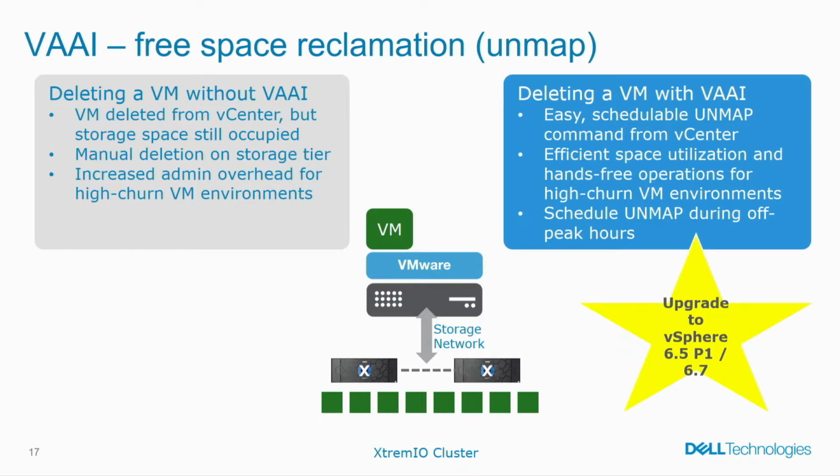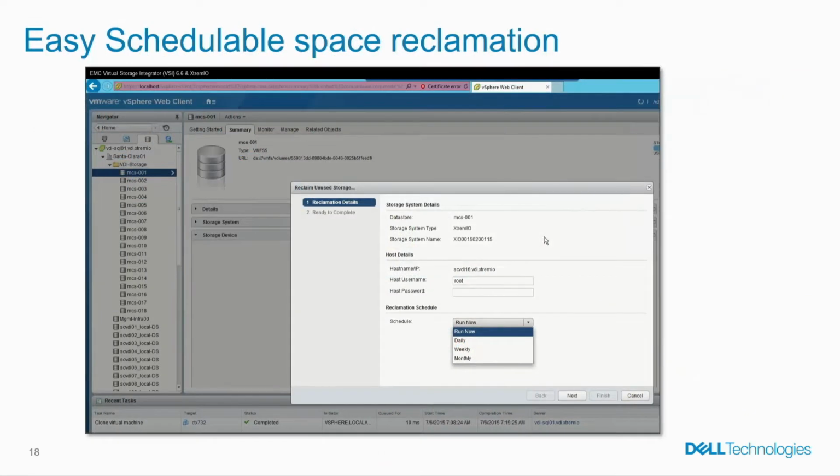of data. So in 6.5 Update 1, we can set only the frequency. In 6.7, we can also set the bandwidth of these unmap operations. And the next question is, how can we automate this process if we want to schedule it?